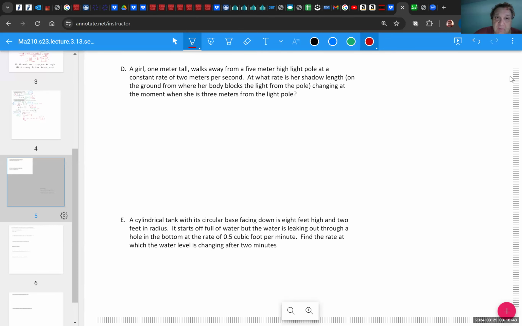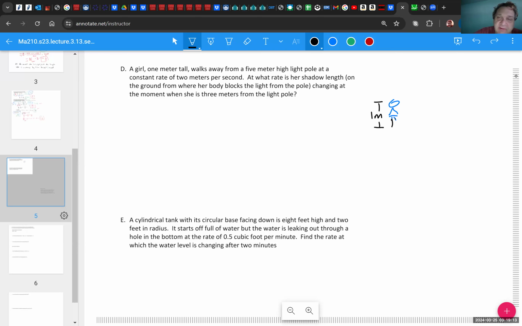Okay, here we go. So there's a girl. I'm just going to do my picture of a girl. I'm not a good artist here. There's my girl. She is 1 meter tall. So this right here is 1 meter. Well, I'm going to make her have longer legs.